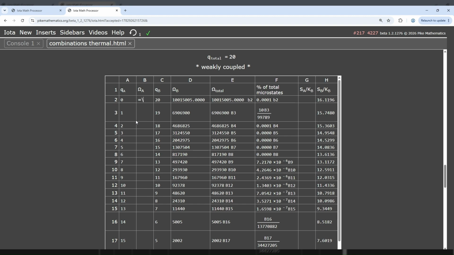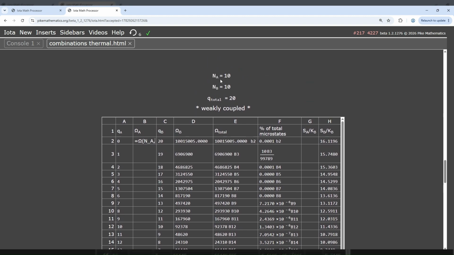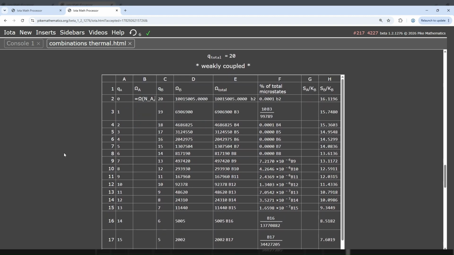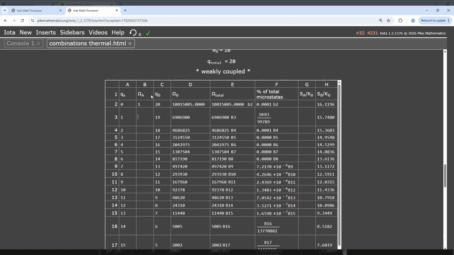We do equal, backslash, and the capital omega, and the number of oscillators in solid A is N_A, because we've already declared that here, so Iota will pick that up. And then we need to reference the energy in this scenario, and that's this cell reference here, A2. Let's see what we get. Not surprisingly, the answer is 1. There's only one way to arrange zero energy in solid A.